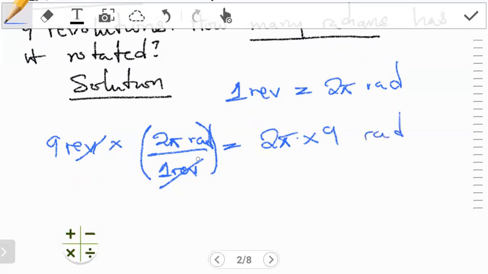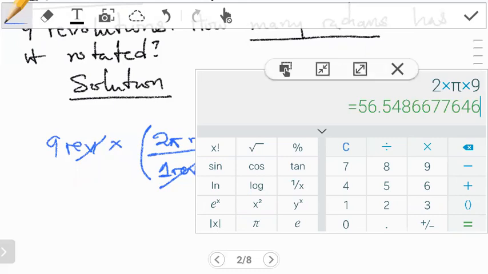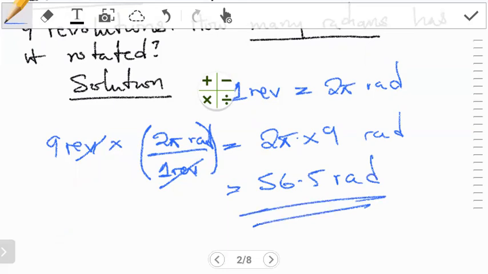If I perform this multiplication, 2 pi times 9, I get 56.5. So here we get 56.5 rad. Okay. So this was just very basic and straightforward. Let's look at something else.